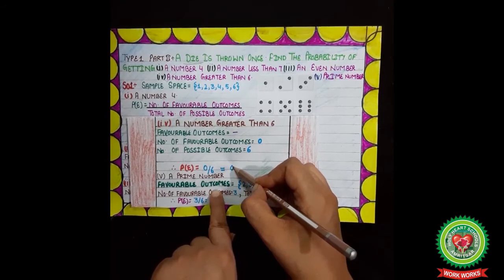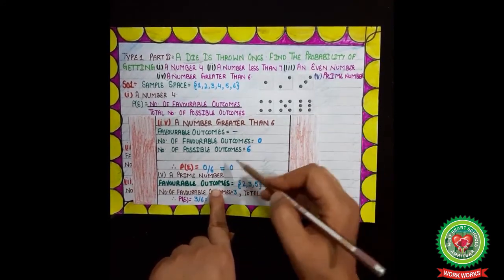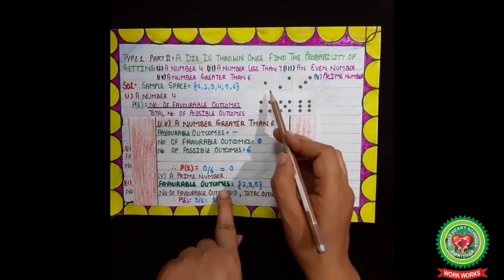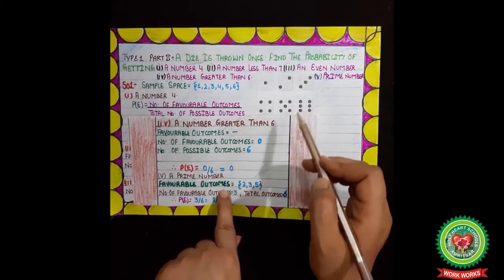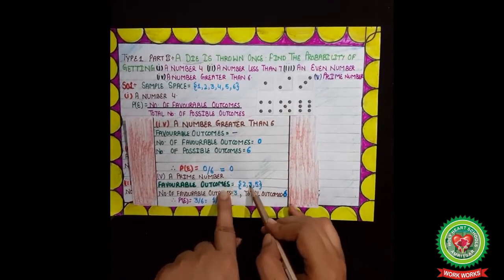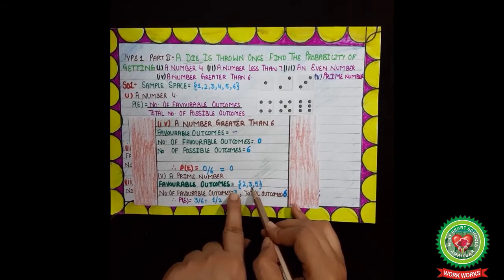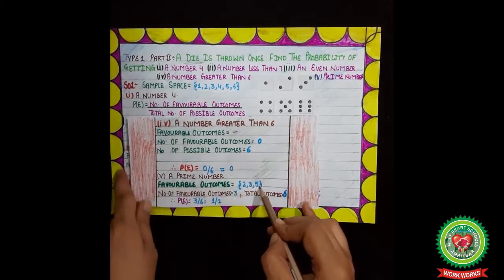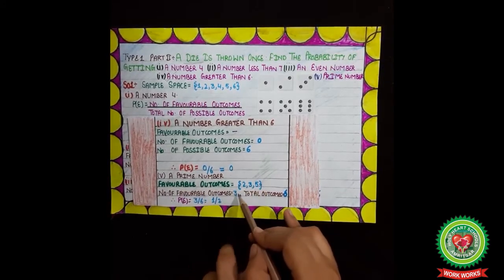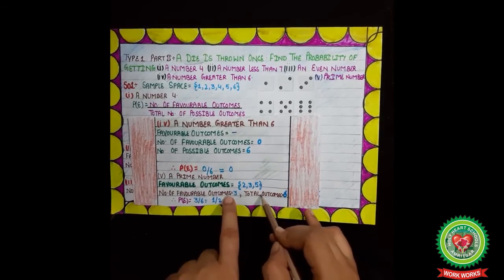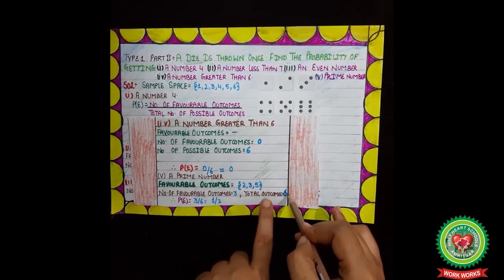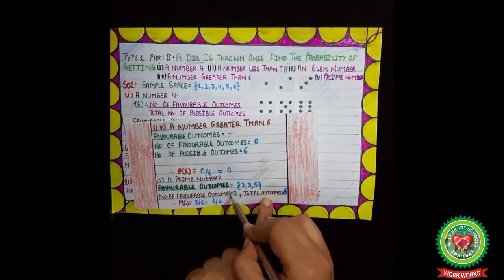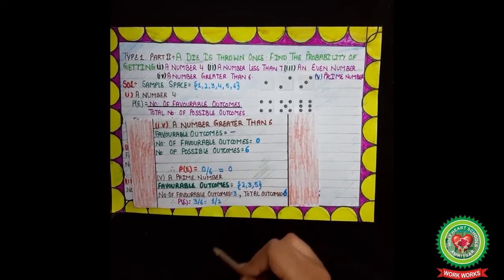Now come to the last part, that is prime number. Firstly, you have to write down prime numbers between 1 till 6. So prime numbers favorable outcomes are 2, 3, 5, and count them. They are 1, 2, 3. Therefore number of favorable outcomes is equal to 3 and total outcomes are 6. Therefore P(E) is equal to 3 upon 6. So answer is 1 upon 2. So this is the second question.